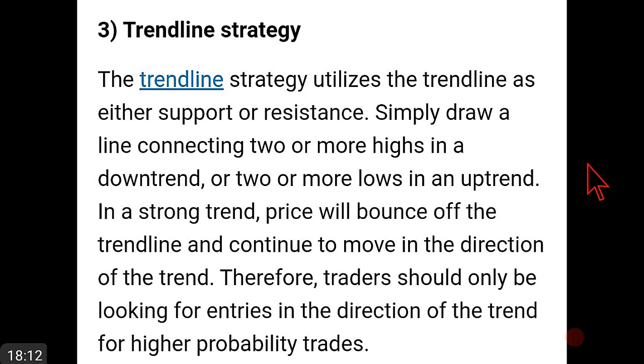So once in a strong trend, price will bounce off the trend line. If it's a downtrend, you connect two or more highs, and once price is getting towards the trend line, it bounces downward. The trend line will act as a resistance, and then it will go down. And for the uptrend, when you connect two or more lows, once price comes towards that trend line, it will act like a support, and then it will bounce back upward.